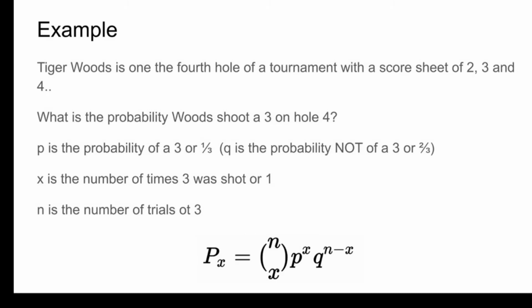And plugging things into our equation, we're going to define P as the probability of him shooting a 3. He did it 1 out of 3 times, so 1/3. Q is going to be 1 minus P, or the probability that he does not shoot a 3, which was 2 out of 3 times, so 2/3. X is going to be the number of times that he shot a 3, or 1. And N is the number of trials, or in this case, the number of holes Tiger has already shot at. In this case, 3.